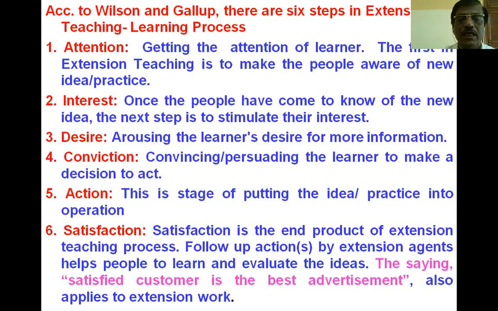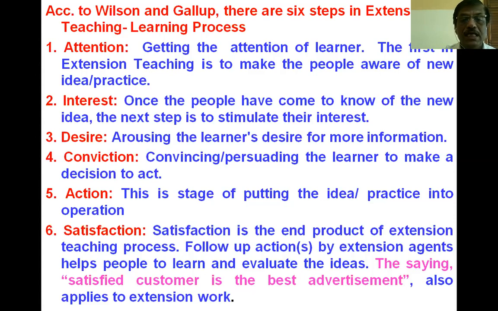So let us see them once again in brief. According to Wilson and Gallup, there are six steps in the extension teaching process. First one is attention, getting the attention of the learner. The first step in extension teaching is to make the people aware of the new idea or practice. The second one is, once the people have come to know of the new idea, the next step is to stimulate their interest to know more and more about the subject.